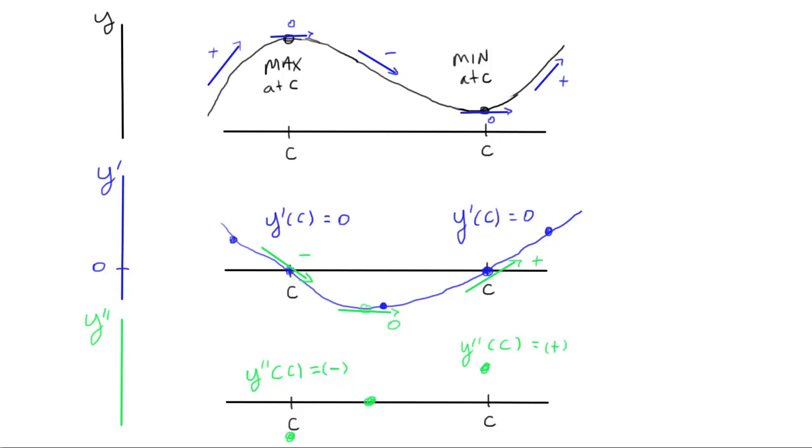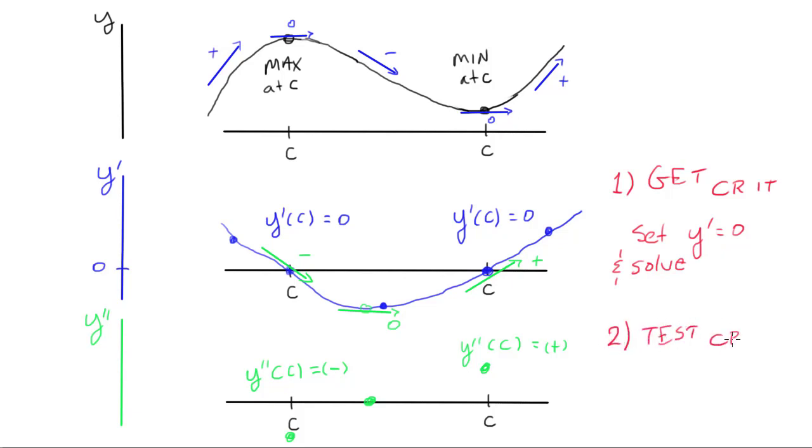This gives us our 2-stage test for calculating maximums and minimums. The first step, get your critical points. Find where your slopes are 0. So you set y prime equal to 0 and you solve. Once you have your critical points, you have to test them. One way is to plug it into the second derivative, but we also looked at the sign change of the first derivative, and we also looked at just the shape of the function. All 3 ways are valid.